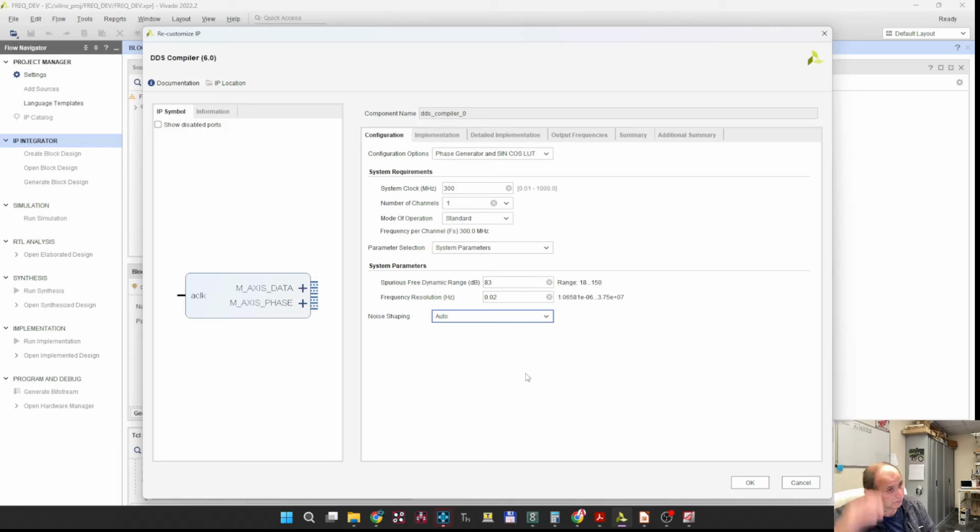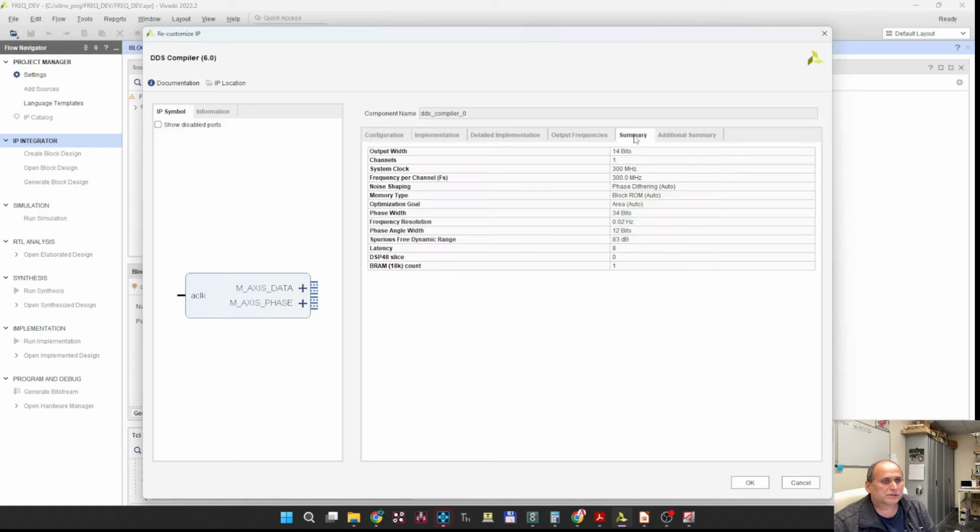Okay, so noise shaping, I put it on auto. By putting it on auto, it can choose between phase dithering and Taylor series corrected, depending on which it considers better. Okay, so let's see on the summary what we have. We have 14 bits of output, which is what we want. We have a system clock of 300. This is what we want.